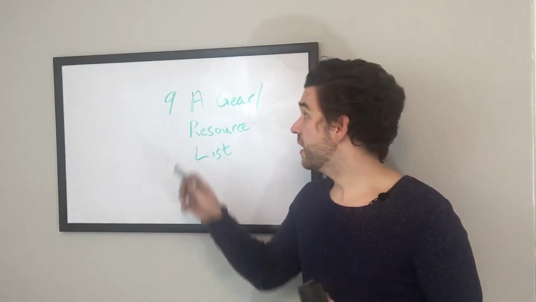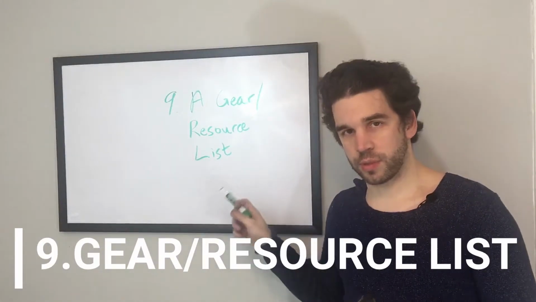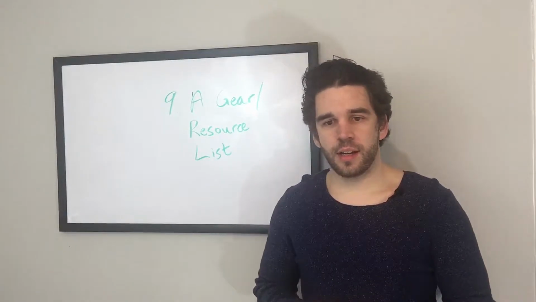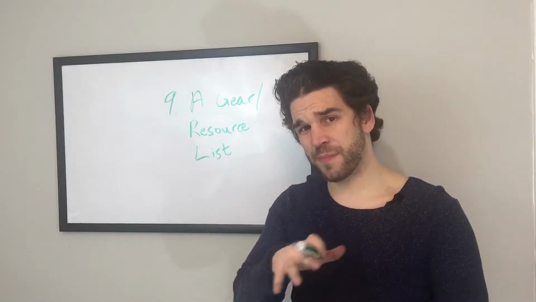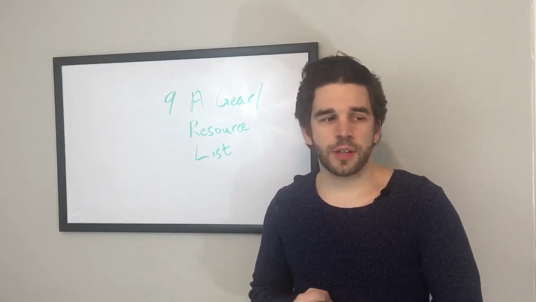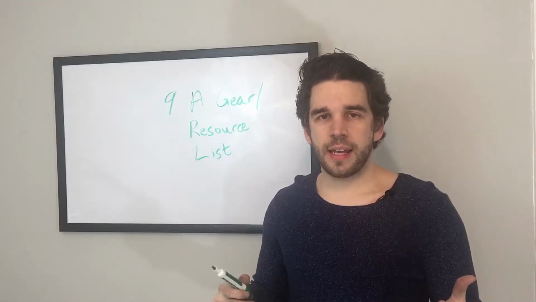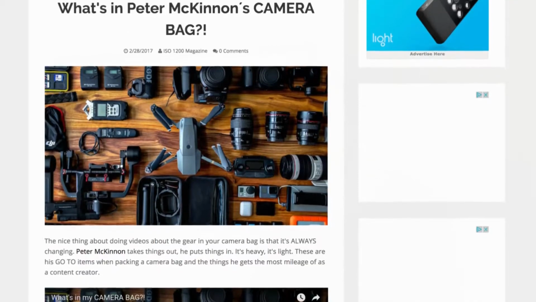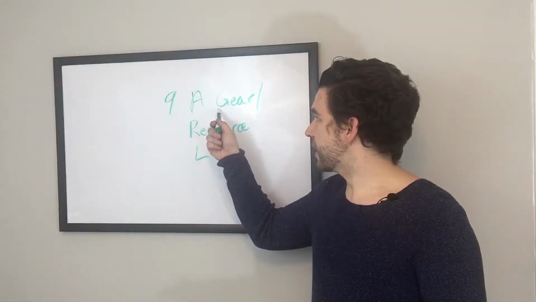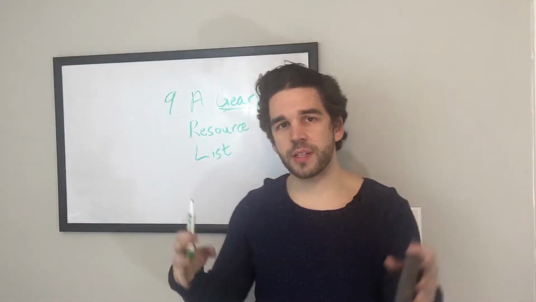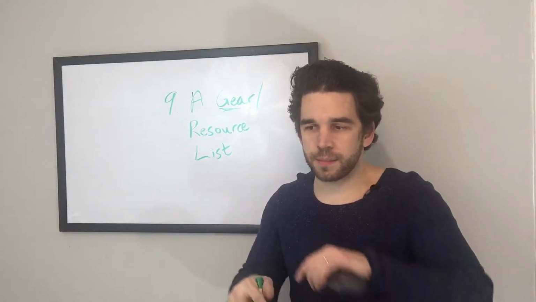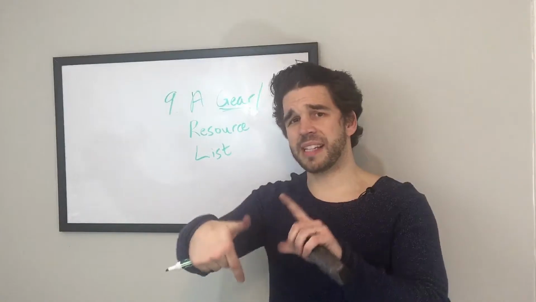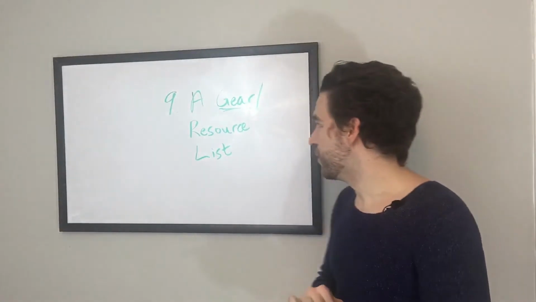Lead magnet number 9 is a gear or a resource list. Lists are quick, they're easy, especially if they can be delivered in infographic form. So if you're a photographer and you want to teach other people how to become a photographer, you could give away, hey, here's my exact gear list, what I use when I'm out in the field. To get this portrait effect, this is what I use. Here's my portrait package, here's my landscape package, or whatever photographers use, right?